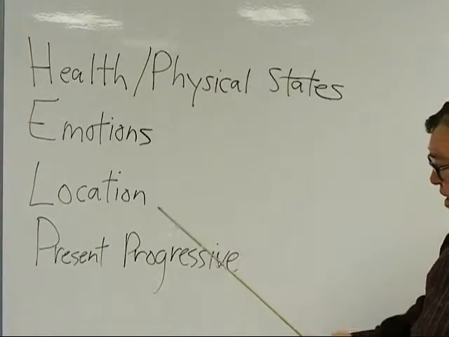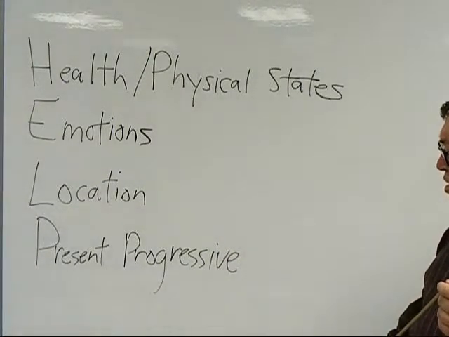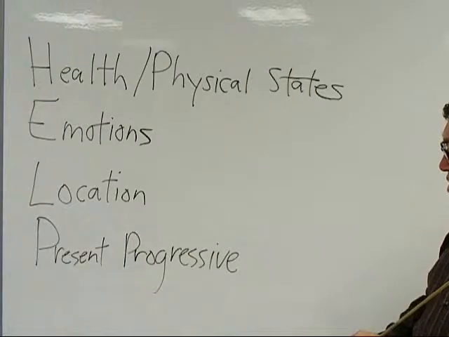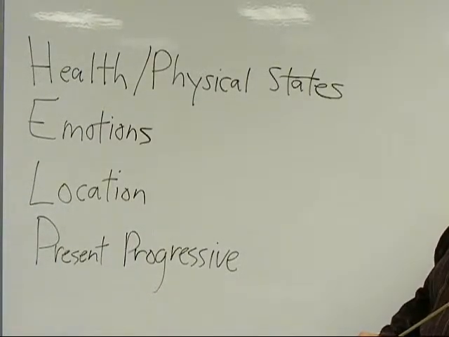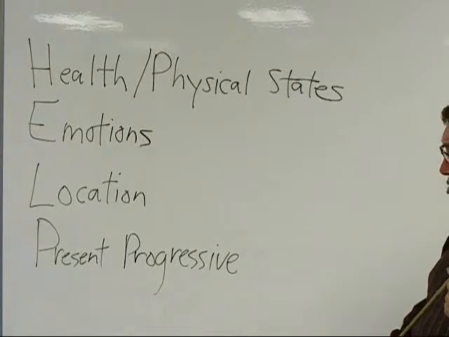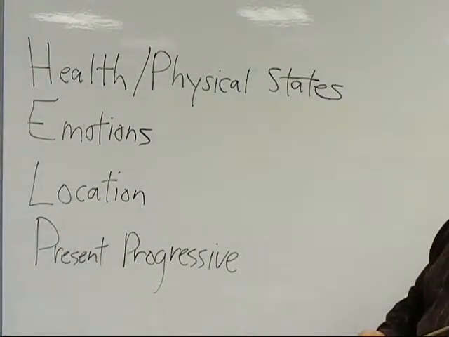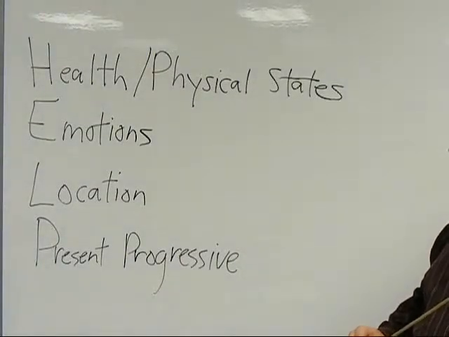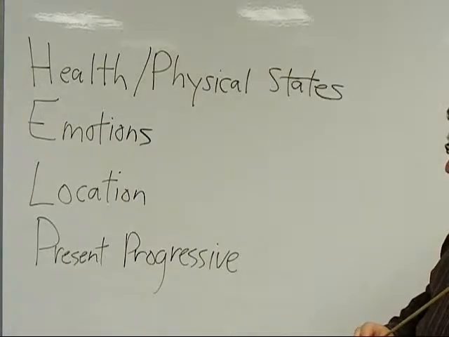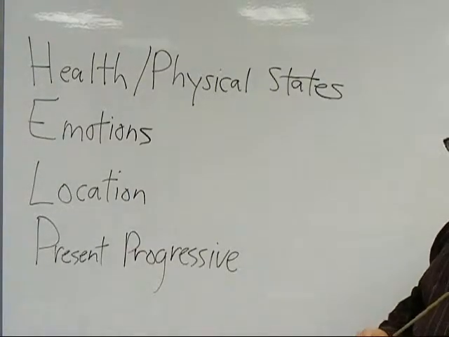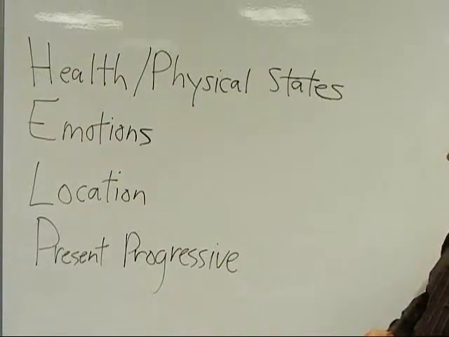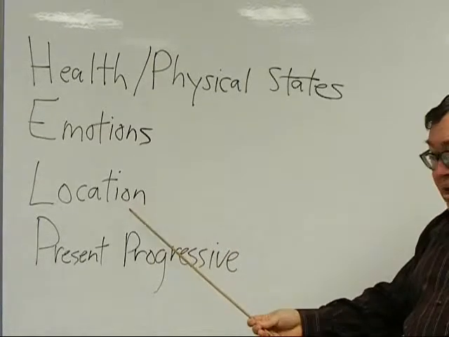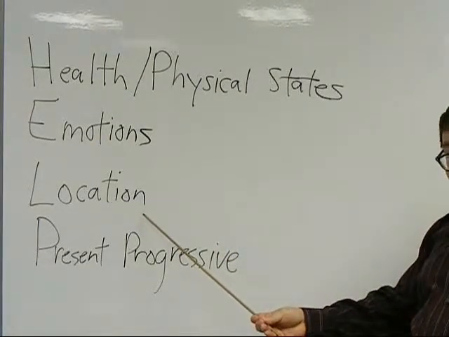The third category, the L, is location. In the previous edition of the book, you would find the words on page 91. In this edition, they're on page 93. And those words are location words, like next to, close, far from, and you find those words in the vocabulary. And those are clues that you're talking about location when you would use the verb estar. So thus far we've had health, physical states, and emotions, all those words in one list. And then we have another group of words that are in the vocabulary page.